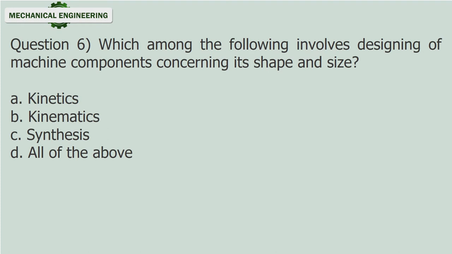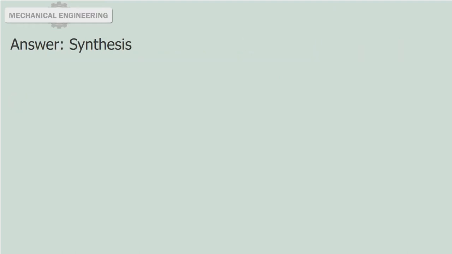Question 6. Which among the following involves designing of machine components concerning its shape and size? A. Kinetics. B. Kinematics. C. Synthesis. D. All of the above. Answer: Synthesis.